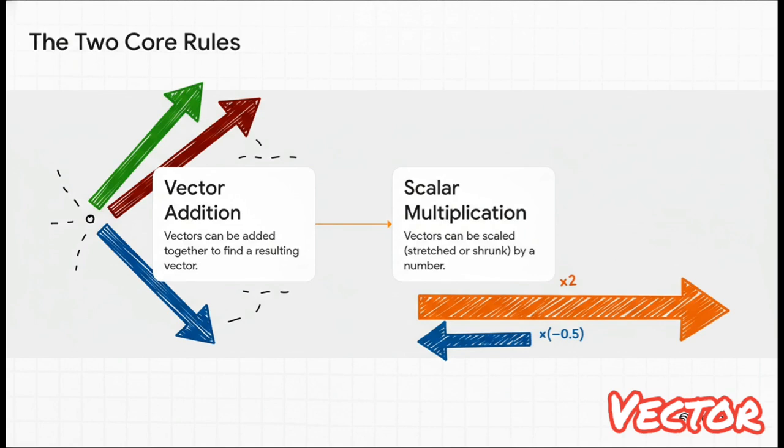First, you can add two vectors together. Think about it. You take one trip and then another trip. The result? A new single vector that takes you from your original starting point to your final destination. And second, you can multiply a vector by a regular number, a scalar, to stretch it out, shrink it down, or even flip it around 180 degrees.